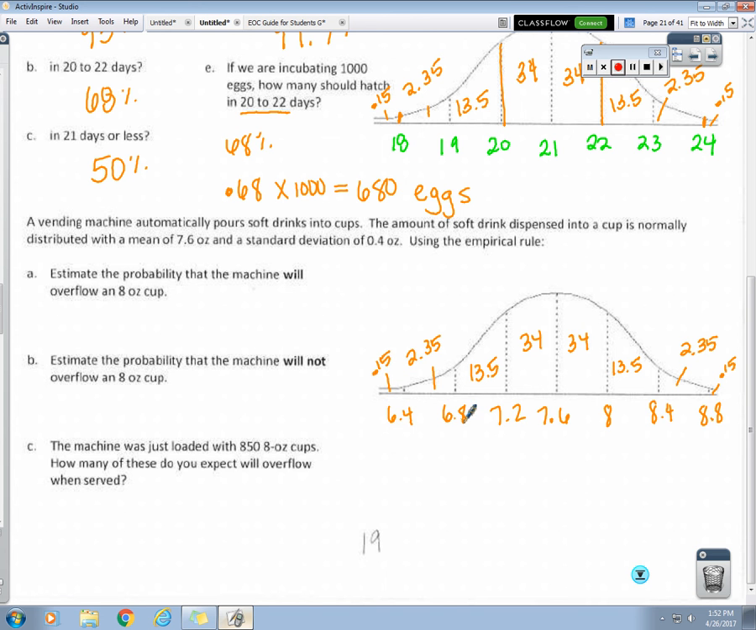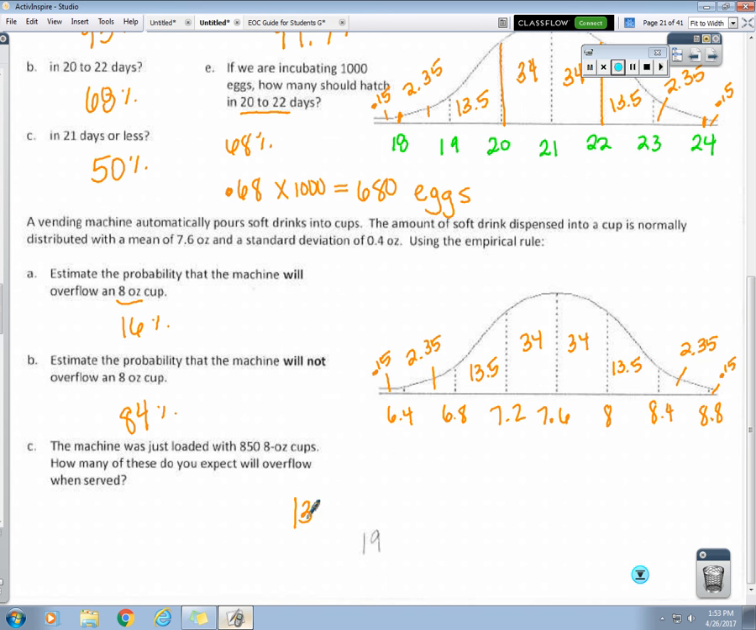Okay, estimate the probability that the machine will overflow an 8-ounce cup. Well, here's an 8 ounce, so the chance that it would go over that would be 13.5 plus 2.35 plus 0.15, so 16%. Estimate the probability that it will not overflow an 8-ounce cup. Right, just use your common sense. If there's a 16% chance that it will overflow, that means there's an 84% chance it won't, because that adds up to 100. The machine was just loaded with 850 8-ounce cups. How many of these do we expect will overflow?